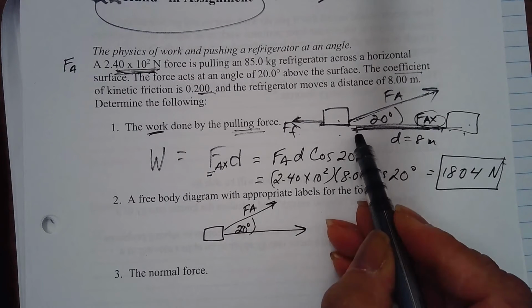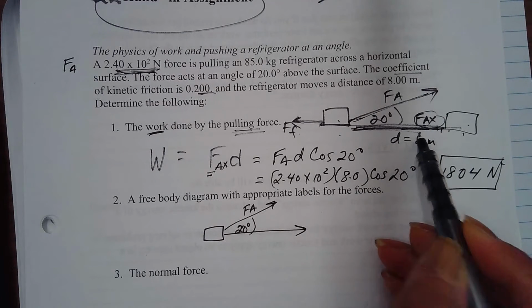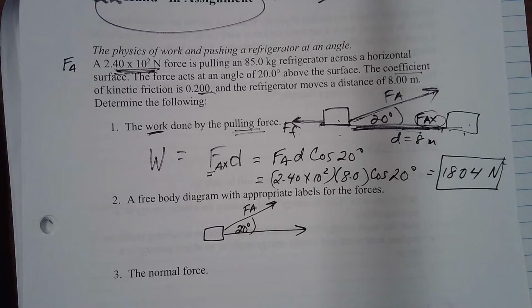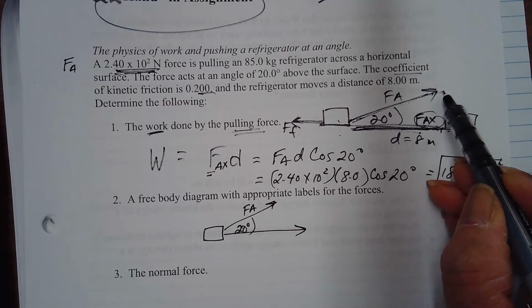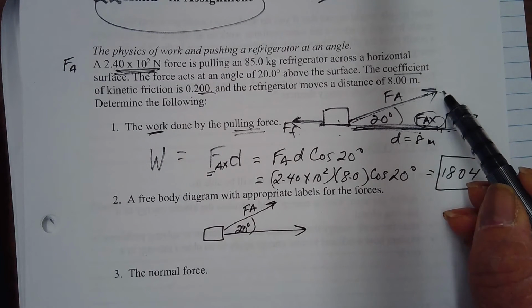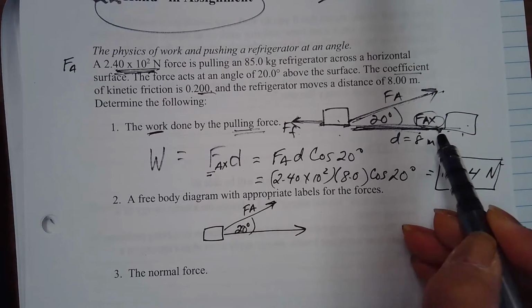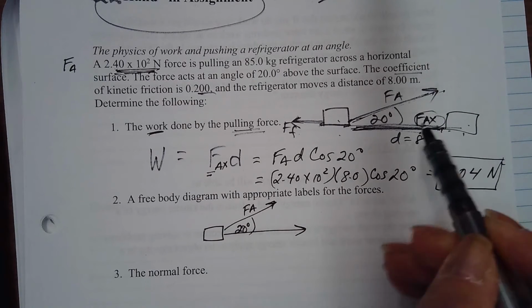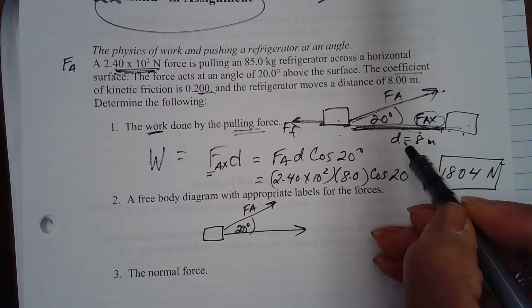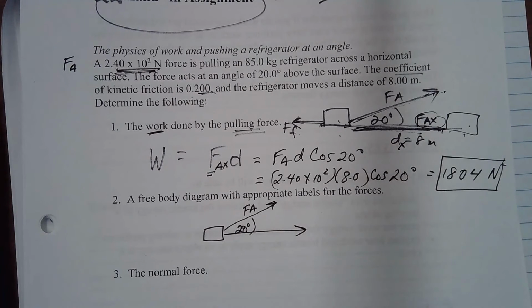The object moved horizontally only. It only moved along the x-axis. It did not climb up 20 degrees above the horizon. So it only moved from here to here. So you're going to just look at what force moved this object a distance along the x.